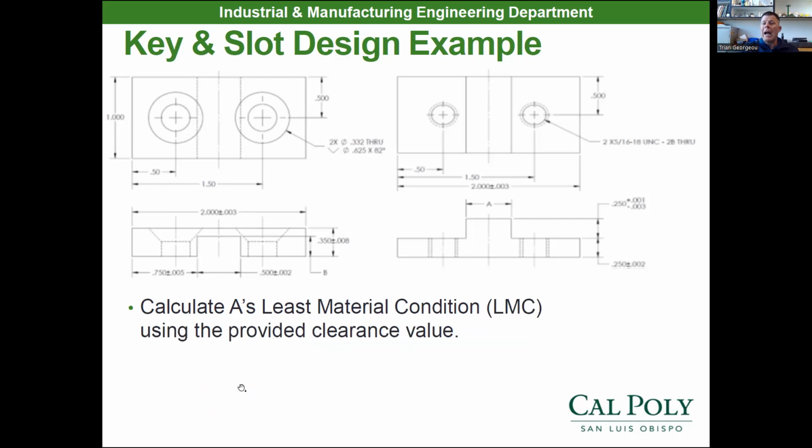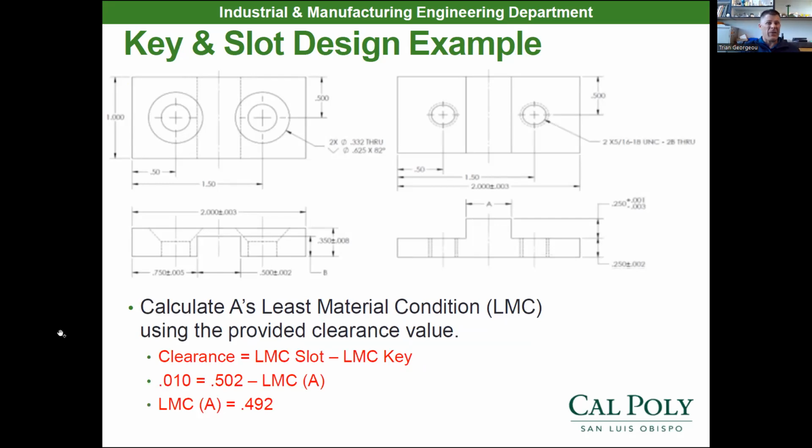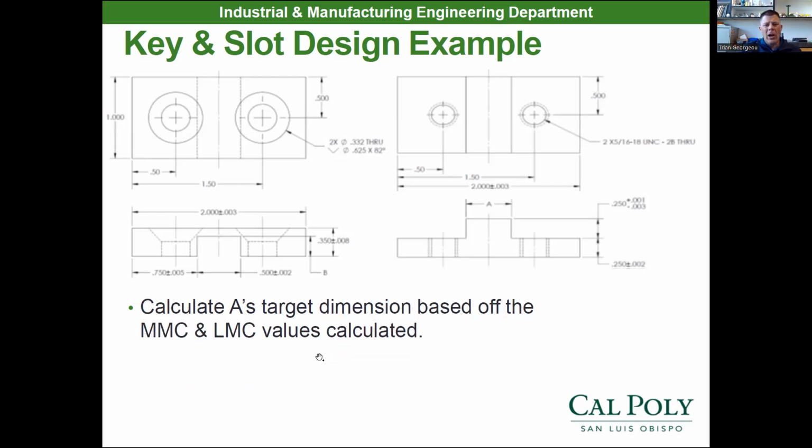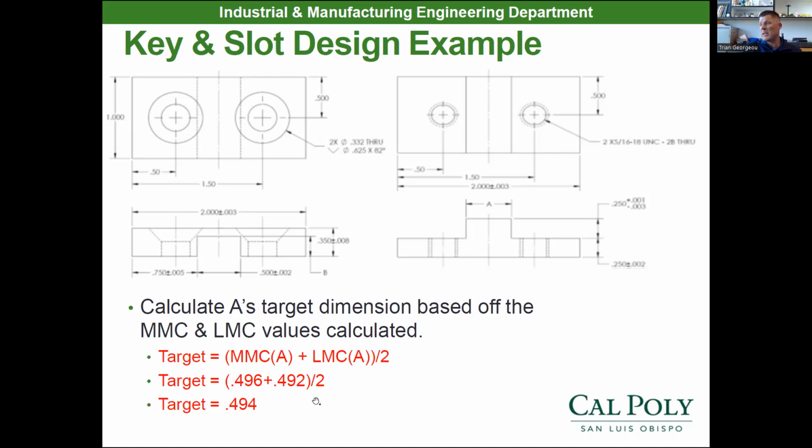Well, I'm not done yet. I need to know what the least material condition of A needs to be as well. If you remember, that was 10 thou. So I take the clearance calculation, LMC of slot minus LMC of key. I put 10 thou in there. I get 502 for the LMC of my slot minus A. A becomes 492. So what I end up with, the target dimension, is 496 plus 492 divided by 2. So if I made A 494 plus or minus 2 thou, I would be good to go.